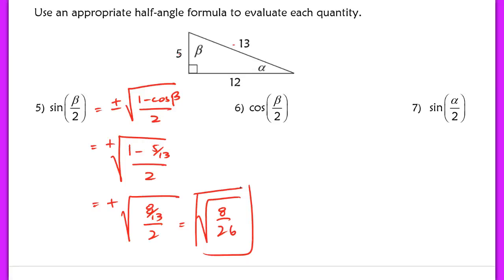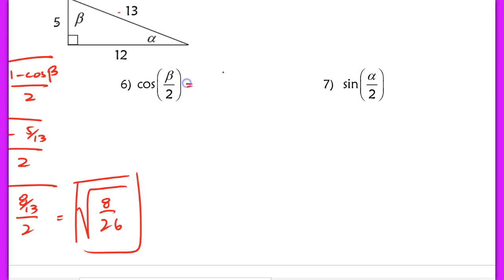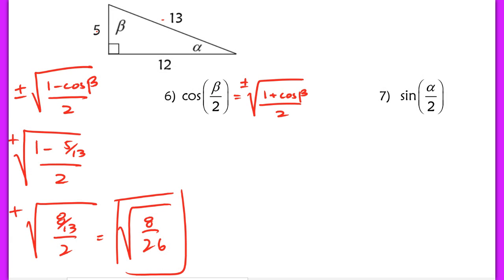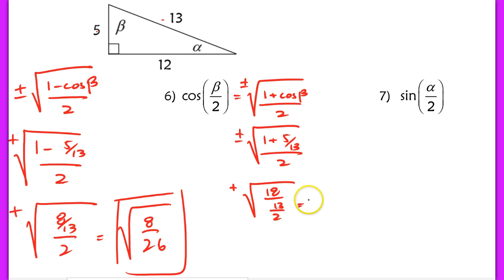For the cosine of beta over 2, now we're going to switch gears and use the other half angle formula, and that's the positive or negative square root of 1 plus the cosine of beta over 2. So we evaluate here. We're still going to use, the cosine of beta is still 5/13, so I have positive or negative square root of 1 plus 5/13 divided by 2. This gives me positive square root of 18/13 divided by 2, which is going to be positive square root of 18/26. Can't say that word.